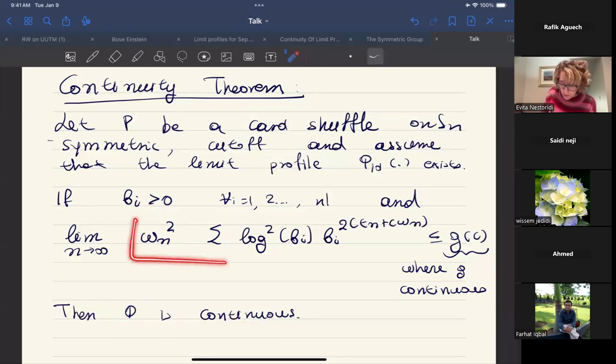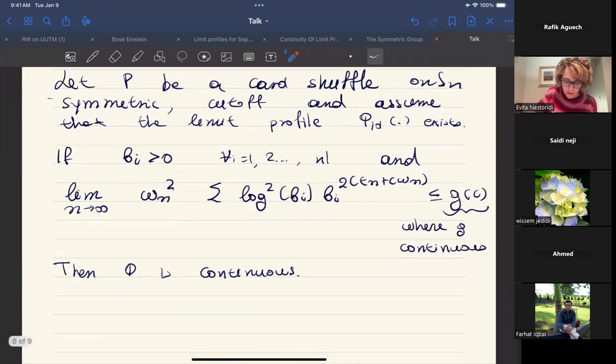I want to make it clear that this quantity is computable. Like for many Markov chains, we know the eigenvalues, the cutoff time, it's something that you can do by hand. And I do have a list in my paper of something like 7 examples where we can compute this thing. So it is checkable. And in particular, I do have examples of Markov chains where I cannot tell you what their limit profile is, but if it exists, I can tell you that it is continuous.